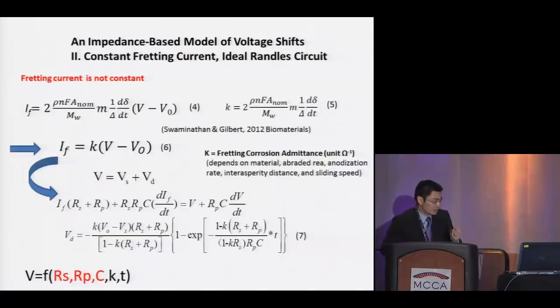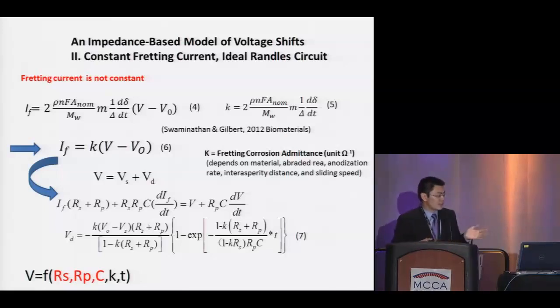However, fretting current is not always a constant. Actually, it's a very complicated parameter. So from equation 4, which was proposed by Dr. Gilbert, we can see that the fretting current is related to several mechanical and electrochemical factors. And to simplify this equation, we incorporate the fretting corrosion admittance, which is the K value, as shown in equation 5. The K value is dependent on material abraded area, anodization rate of oxide film, interasperity distance, and sliding speed. And we will talk about this later.